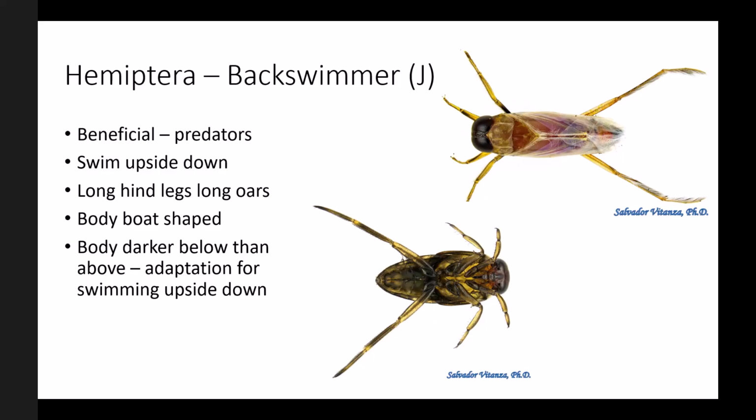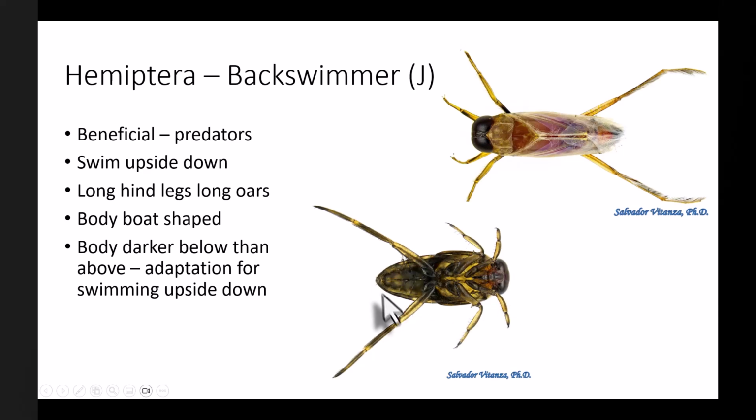So the top part of their body is lighter in color and the bottom is dark, which is oftentimes opposite of a lot of insects. If they're swimming upside down and their belly is showing and they're darker on the bottom, this means that when a bird or a predator is looking down into the water, it's going to blend in with the dark of the water.